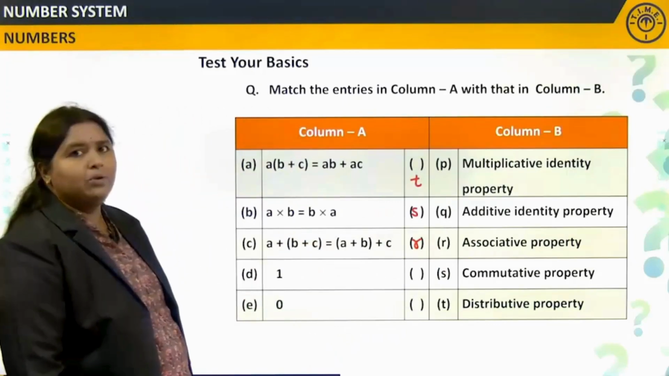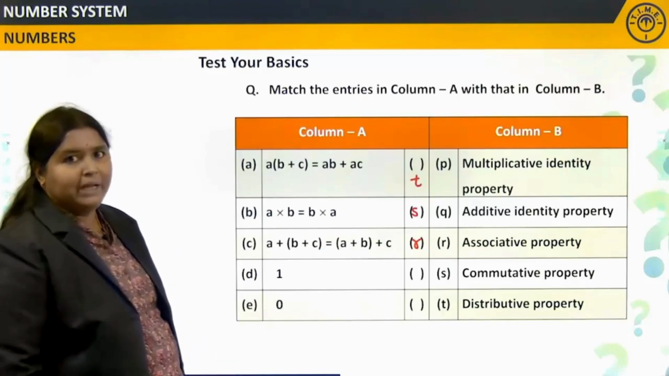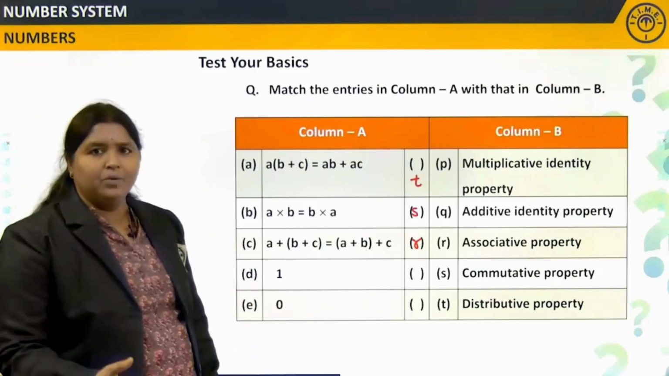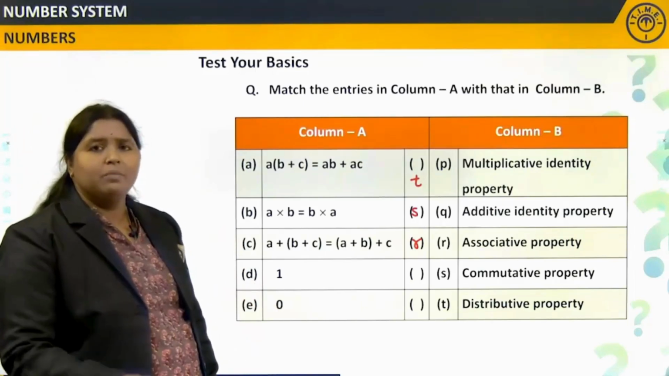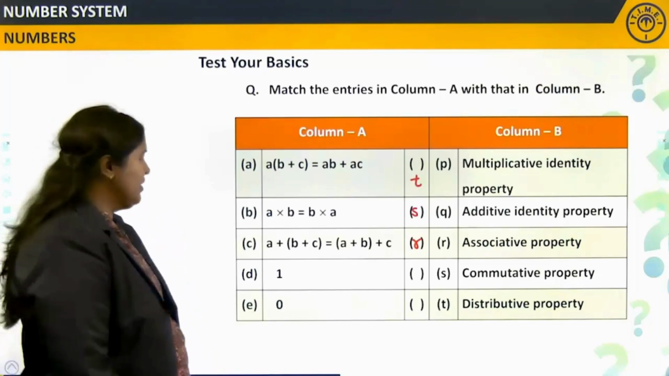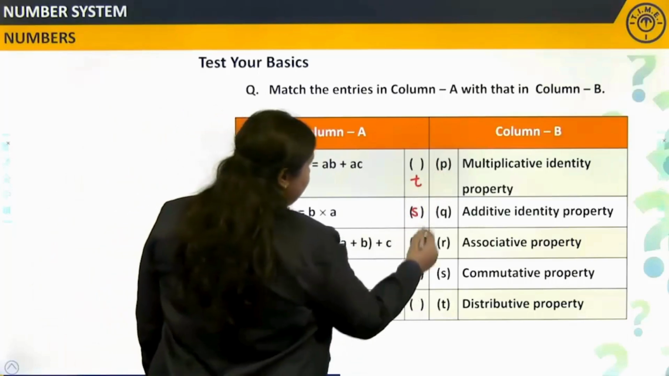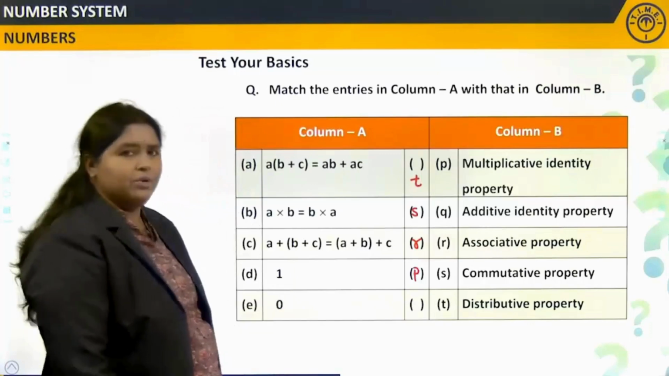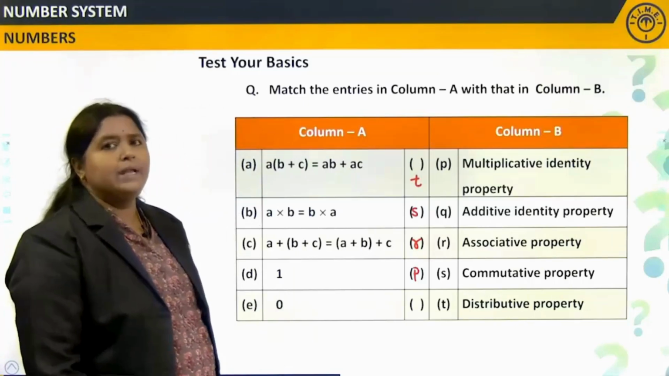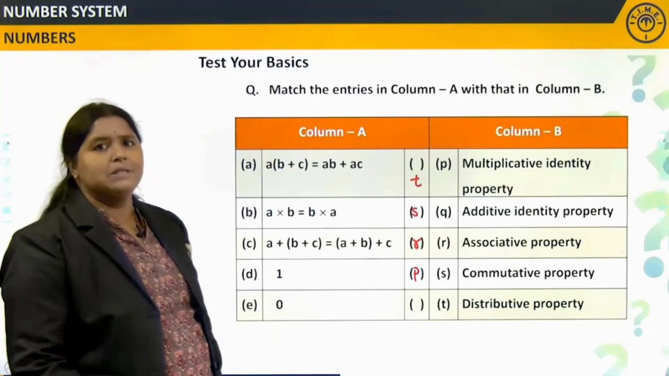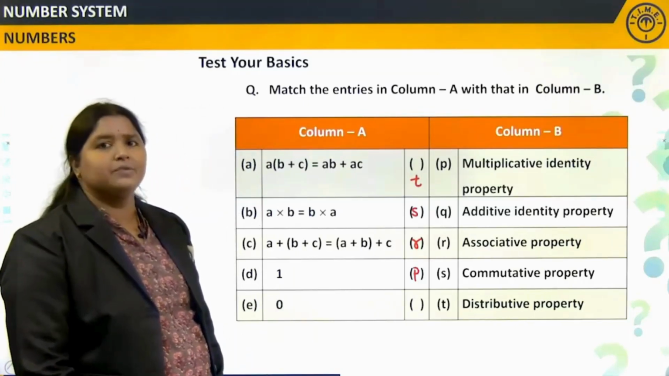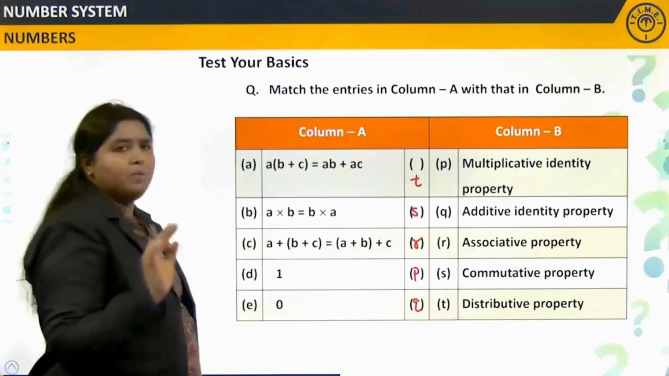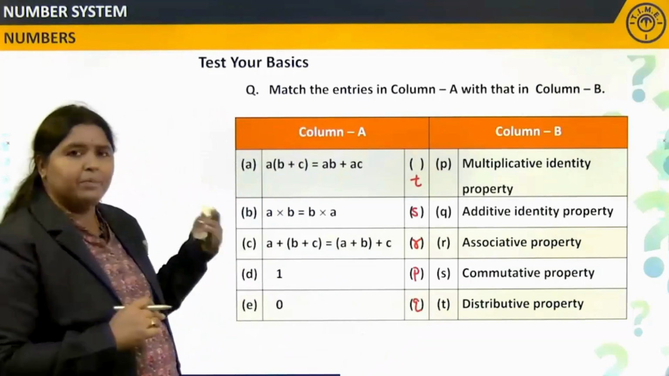Now, 1. The moment you look at it, what do you understand? 1. Multiplicative identity. If P is any integer, P into 1 is P. 3 into 1 is 3. 0 into 1 is 0. Minus 3 into 1 is minus 3. Right. So, it is called what? Multiplicative identity property. Now, 0, same. You add 0 to any integer, you get back the same integer. 7 plus 0 is 7. Minus 4 plus 0 is minus 4, right? So it is called additive identity property. If you are thorough with the properties, this doesn't need any help, you can do it yourself.